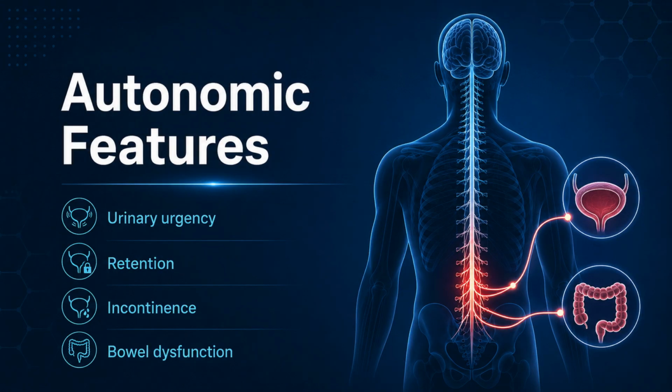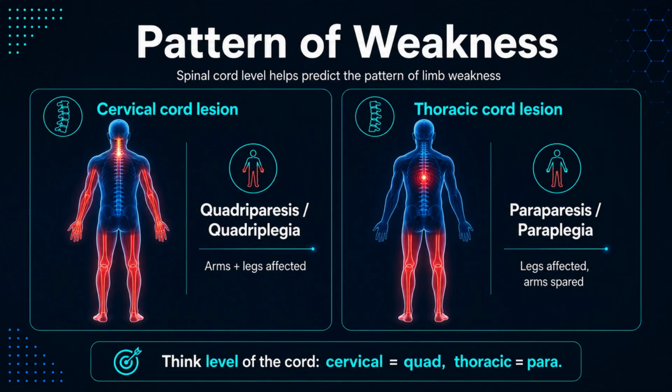The spinal cord also carries autonomic pathways to the bladder and bowel. Therefore, myelopathy can present with urinary urgency, retention, incontinence, or bowel dysfunction. These symptoms are important red flags. The pattern of weakness gives a clue to the level. Cervical cord lesions can affect both arms and legs. Thoracic cord lesions usually affect the legs but spare the arms. Lesions near the conus may affect the legs, bladder, bowel, and saddle sensation.